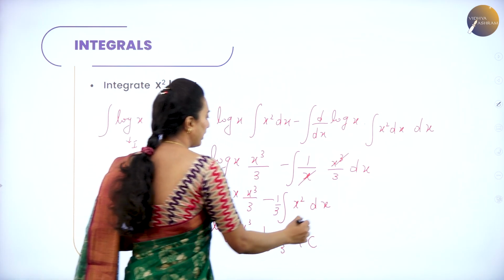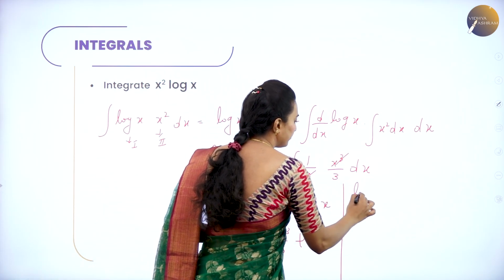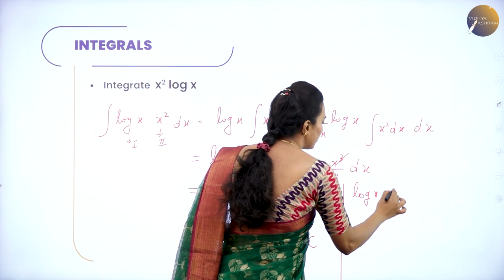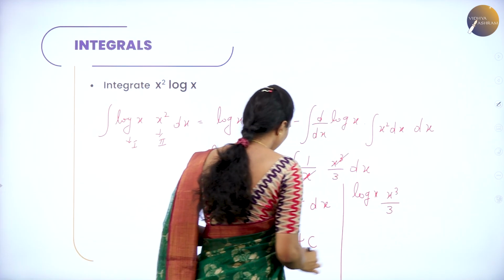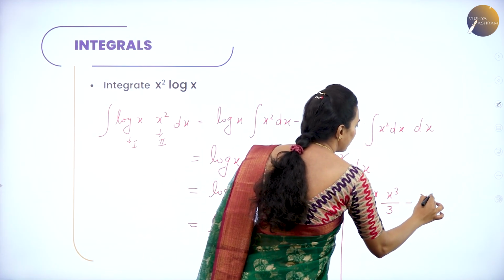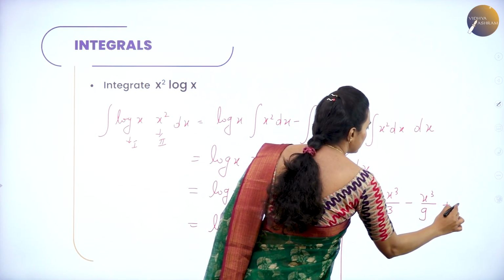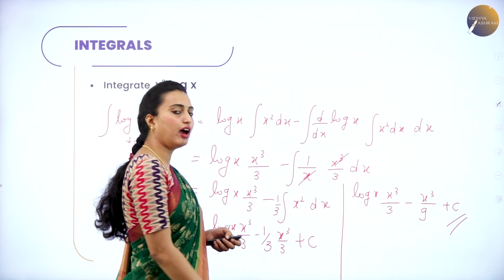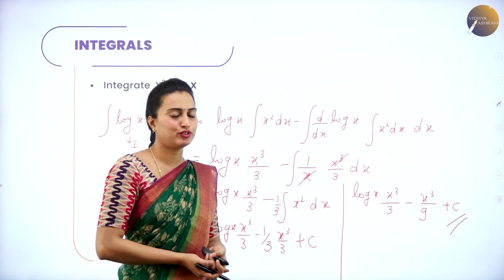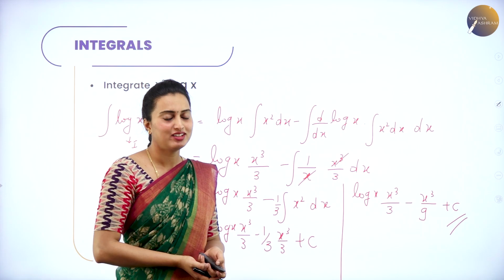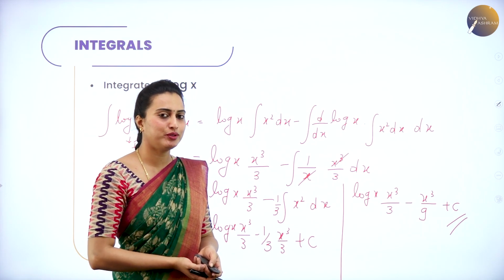So otherwise you can write this one as log x into x cube divided by 3 again minus x cube divided by, 3 into 3 is nothing but what? 9 plus c, and this is your final answer. You are going to get it as for this question. Now we'll be moving on to the next problem, dear.